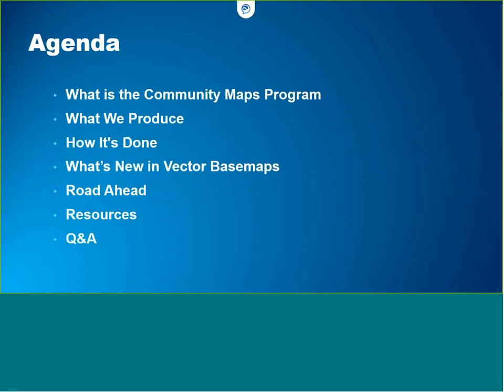What we're going to cover today is a number of different areas, starting with the community maps. Many of you may be familiar with the community maps, and maybe some of you aren't. So we'll start with an overview just to make sure we're all on the same page, then look at what we produce, how it's done, what's new in the vector base maps that John indicated, some exciting new news there, the road ahead and how you can participate if you're not already, and also some resources for follow-up, and then again the question and answer session as well.